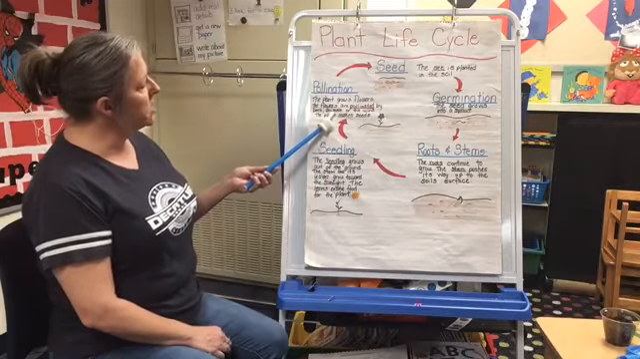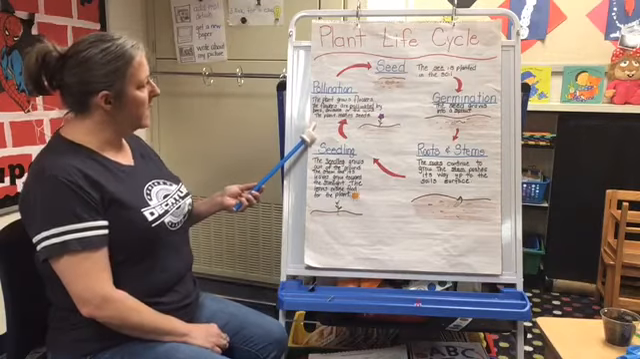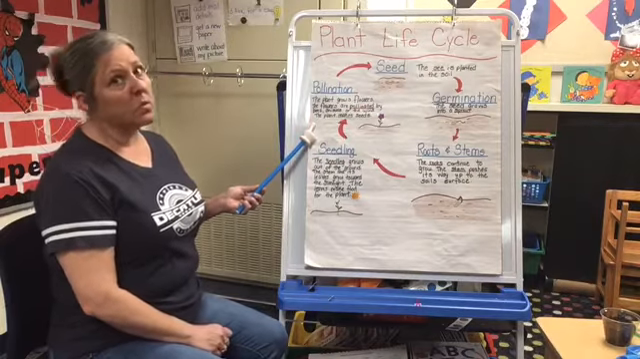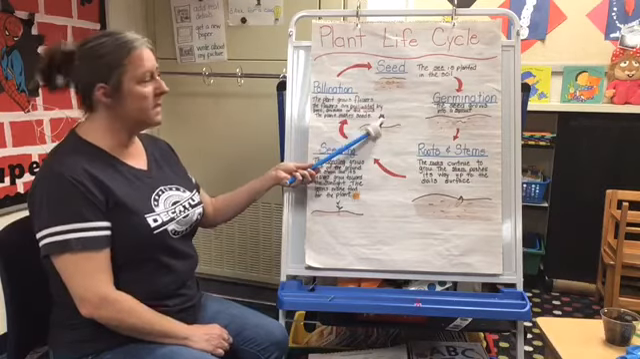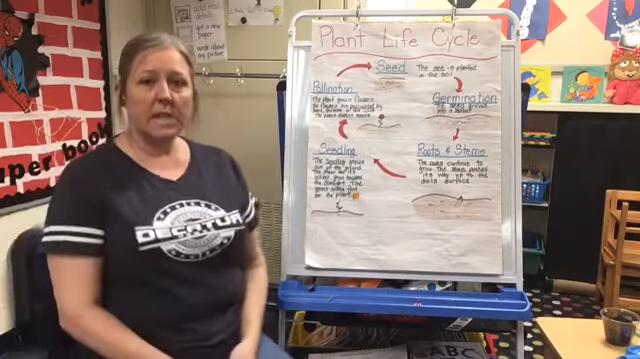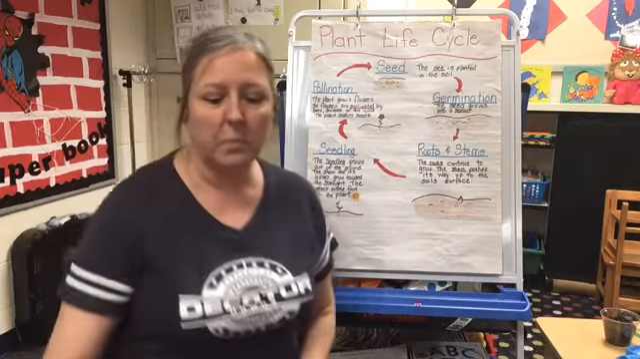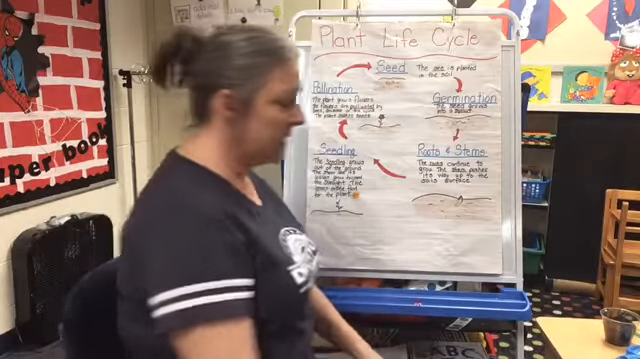Next is pollination. This is where the plant grows flowers. The flowers are pollinated by bees, animals, and or the wind. The plant makes more seeds. So then it starts all over again. So today we're going to learn how to plant some seeds. Are you guys ready? Let me pull my table over.